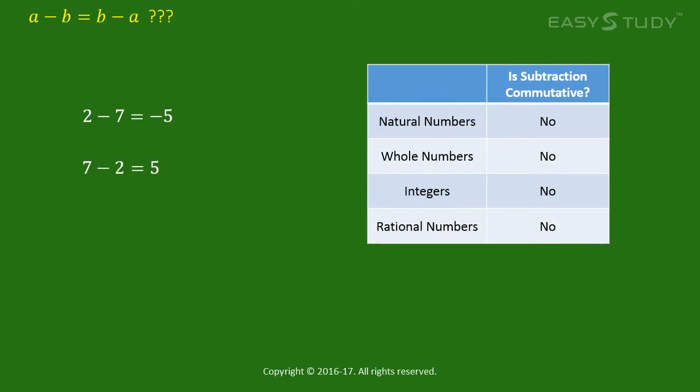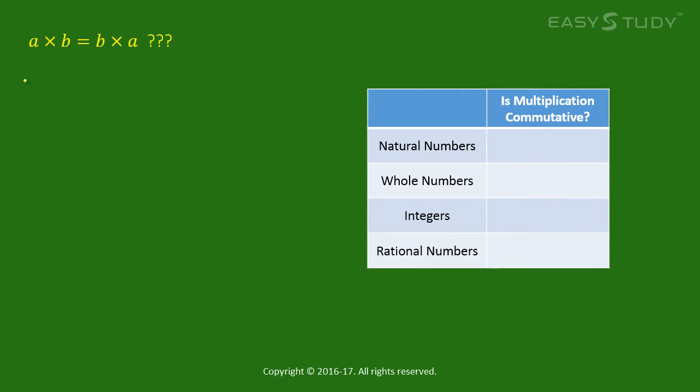Okay, now let's look into multiplication. As I told you before, multiplication is commutative for number system. Let's look into few examples. 2 times 7, that is equal to 14. If we change the order, 7 times 2, that is also equal to 14. Minus 2 times 7, that is equal to minus 14. If we change the order and do the multiplication, the result is also minus 14.